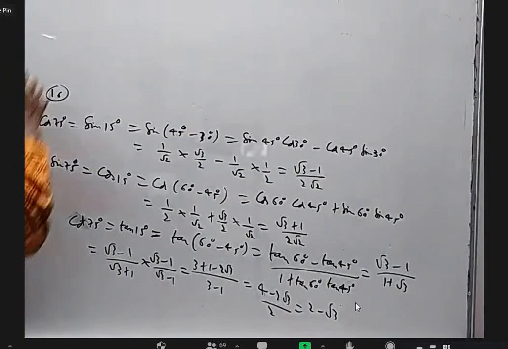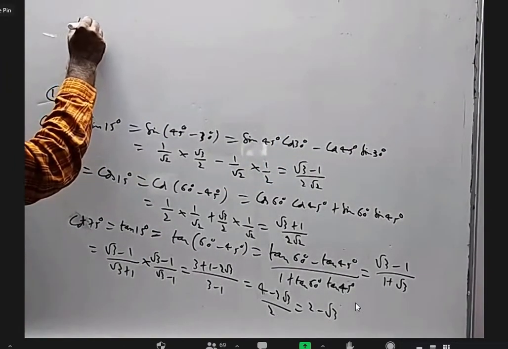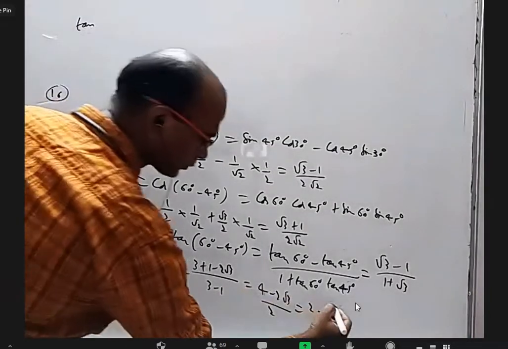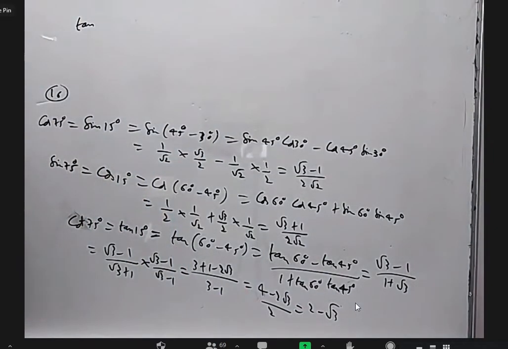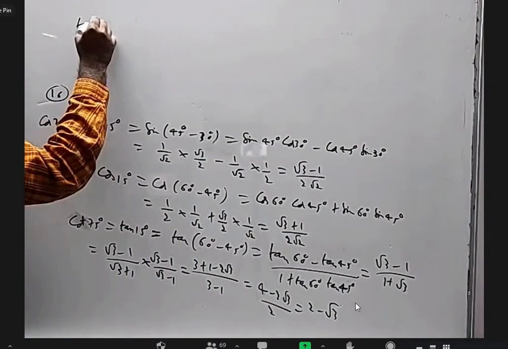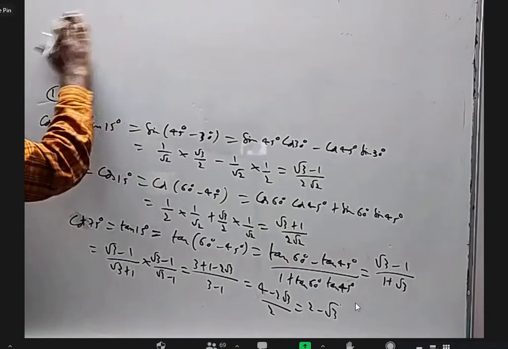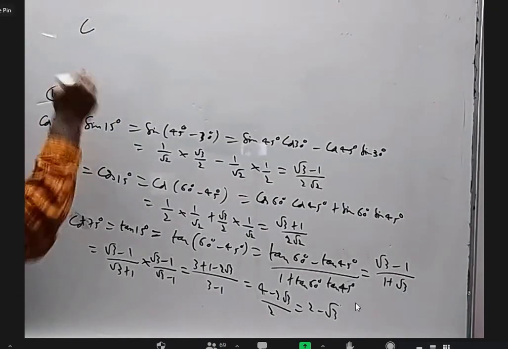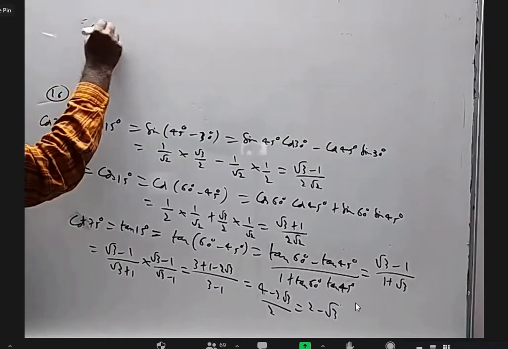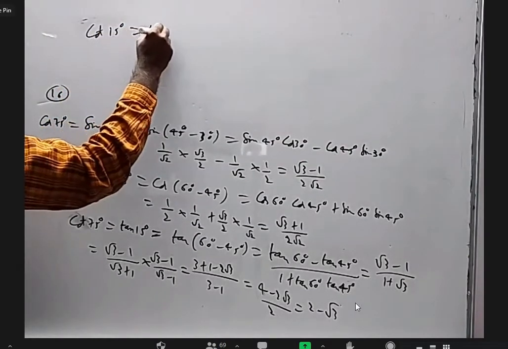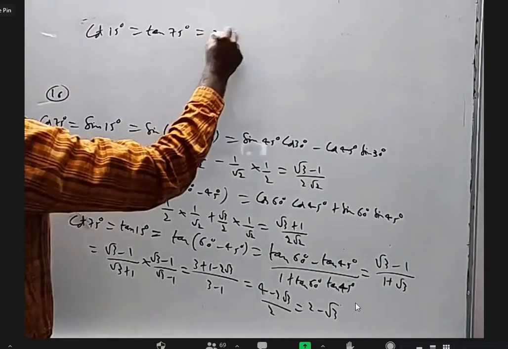Sir, the value at the end is 2 minus root 3 only, no, sir? Yeah, 2 minus root 3. Similarly, tan 15 or cot 75. So this is cot 75, tan 15. And cot 15 and tan 75 is equal to 2 plus root 3.